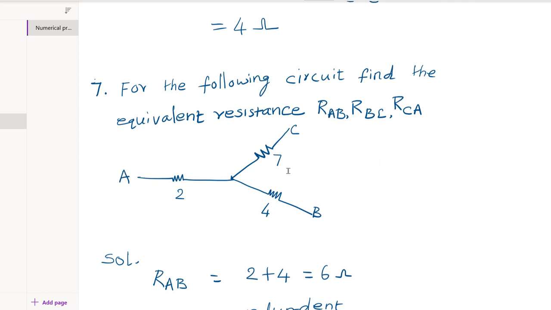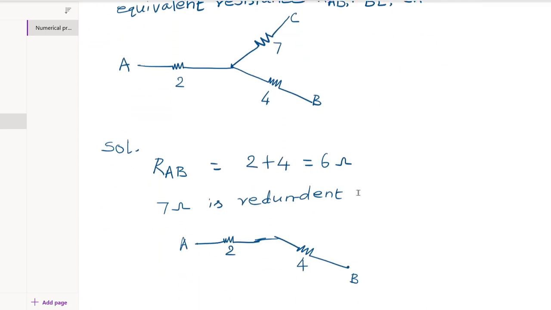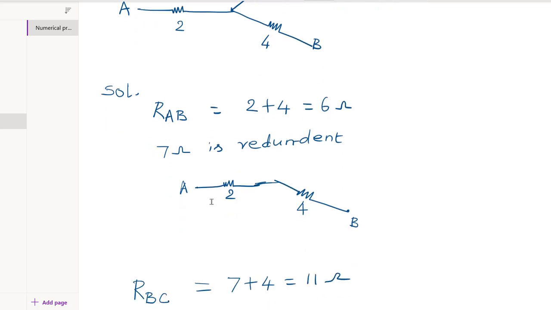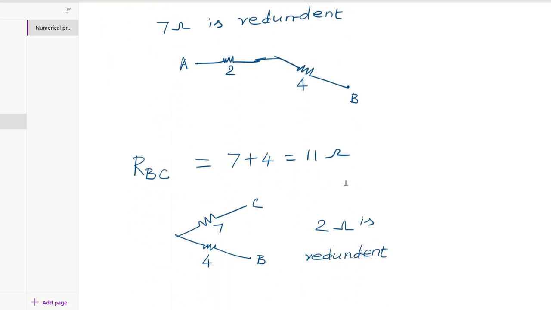But there is a 7 ohms resistor, but that is in a hanging position, so that we call a redundant resistance, or that is also called a useless resistor, or a resistor which is not counted or which is not countable. So we write like this: between A and B, 2 and 4 are in series, so when we add both we get the RAB, 6 ohms.